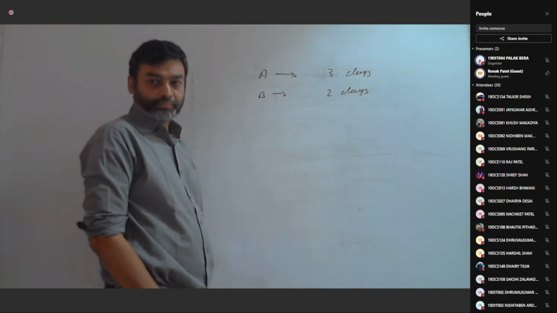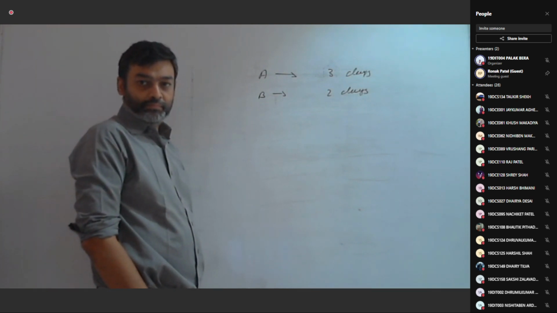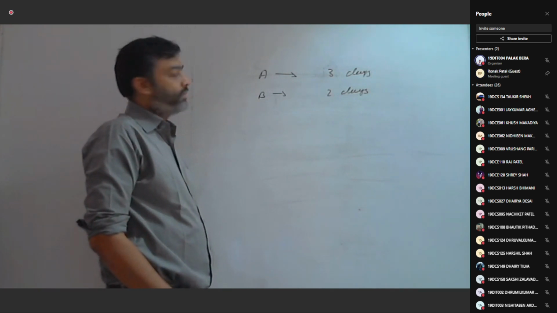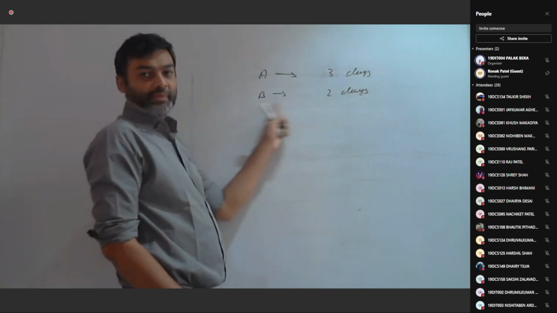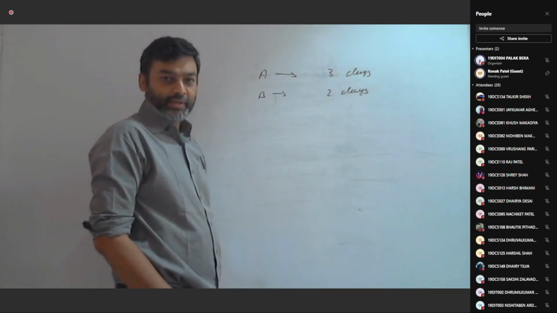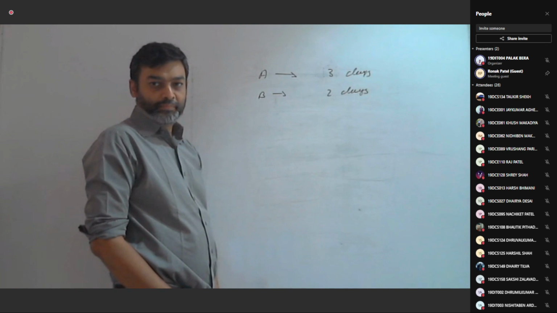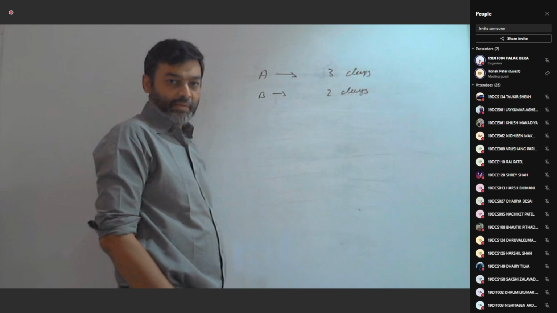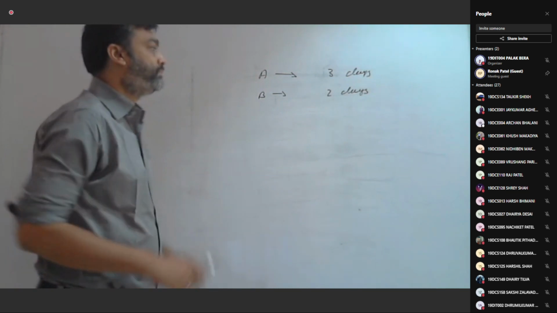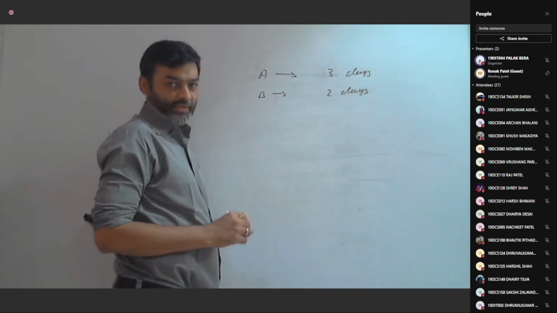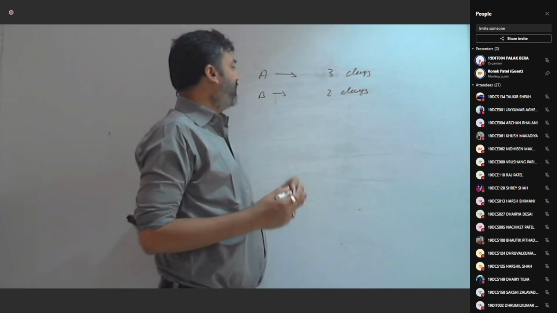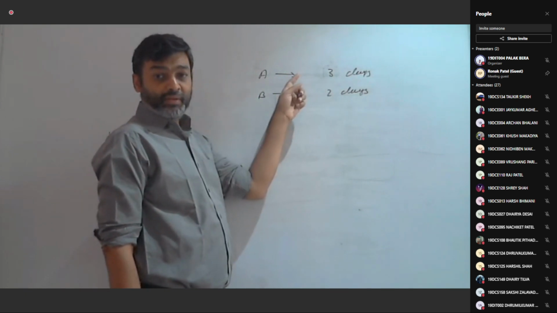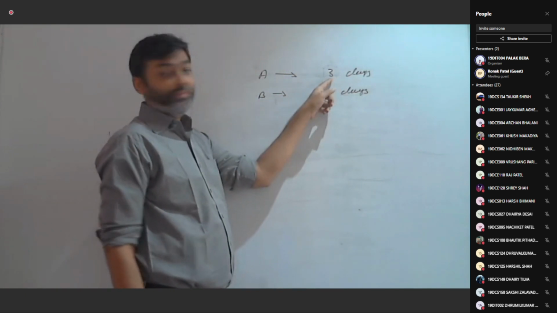Anyone? So this person will complete in 3 days, the other person will complete in 2 days. So how many days will they complete it together? Any idea? 6 days, okay. Think about this: even if B does not work, A can do it in 3 days. Now A is getting help from B, so the time should be less than 3 days.